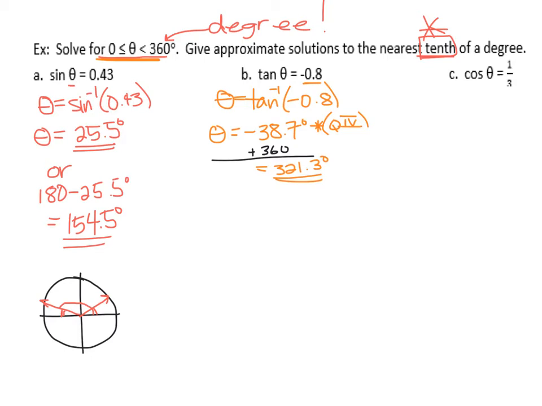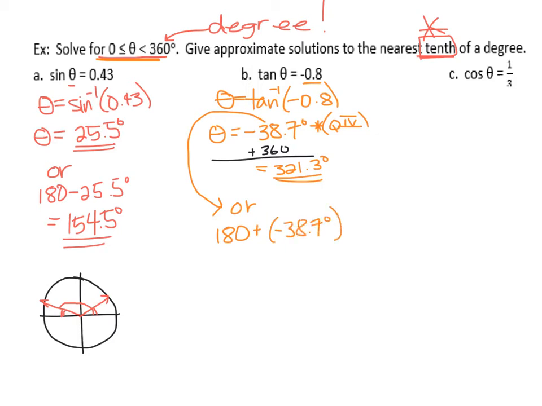Here's the kind of unique part for these negative values. To get your second answer, you're going to use that negative measure. Our second answer for tangent is 180 plus theta, but we're going to do the original theta, not the coterminal theta.